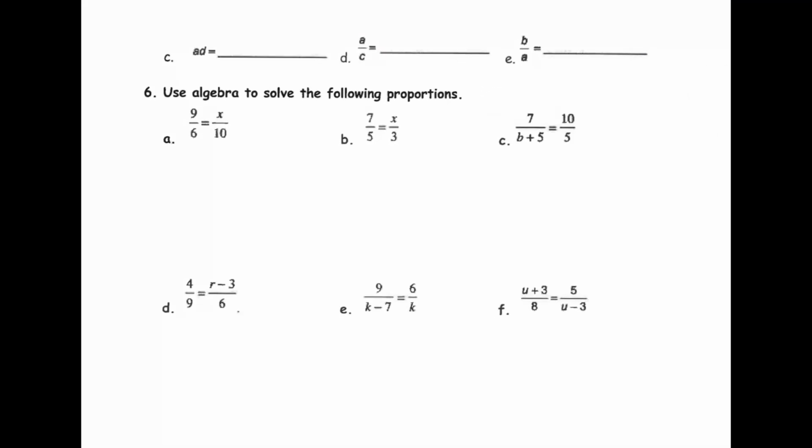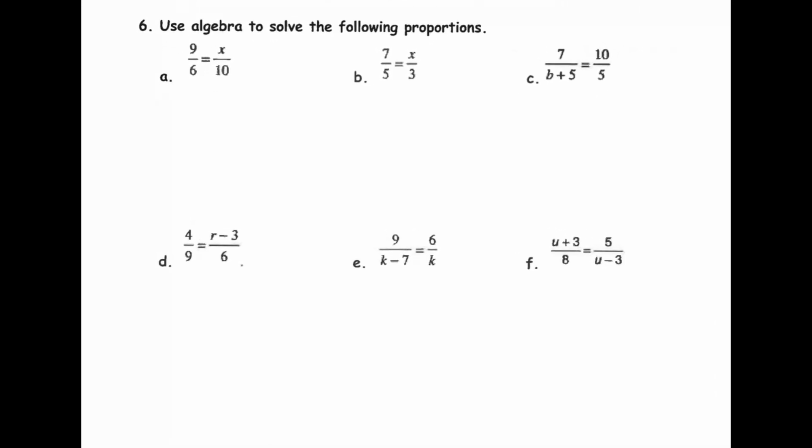All right, so let's start with number 6 here. We want to use algebra to solve the following proportions. And to do this, we're going to do what most people probably call cross multiplication. I typically call it diagonal multiplication, just to keep it easy. So first thing is that we're going to carry our equal sign down, so that's important. And then we're going to multiply diagonally. So 6 times x is equal to 9 times 10. So we're going to multiply both of those. So 6 times x is obviously 6x, and 9 times 10 is going to be 90.